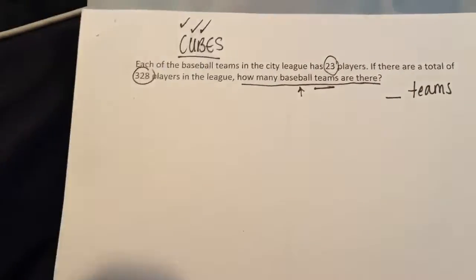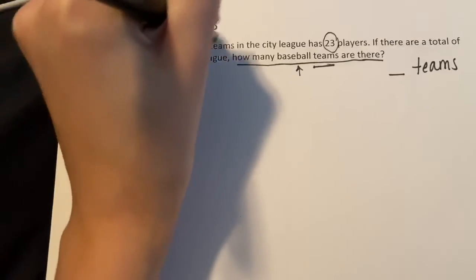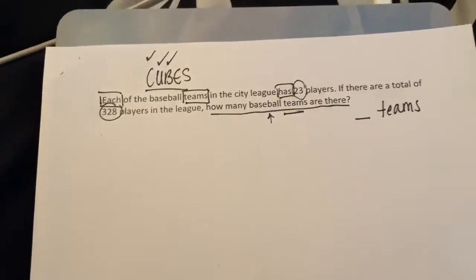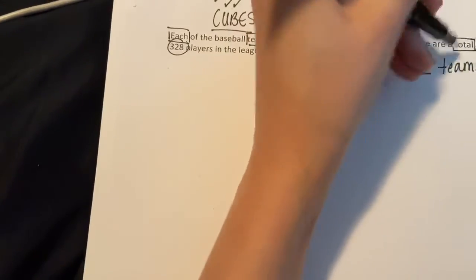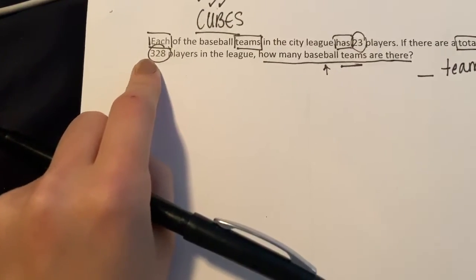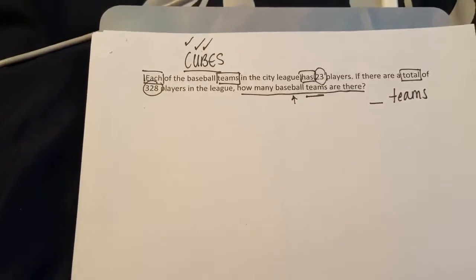And then we're going to box in our important words. So each of the teams has 23 players. So each team has to have 23 players. There's a total of 328 players. So how many teams are there? So I want you to go ahead and evaluate and solve.